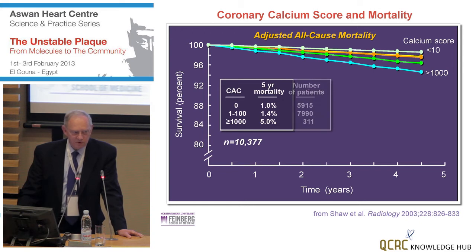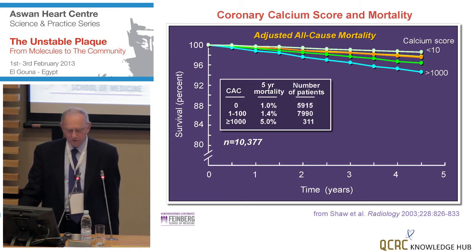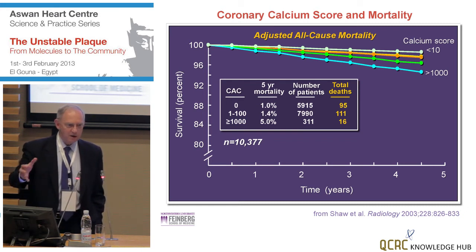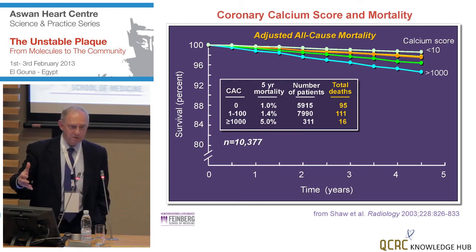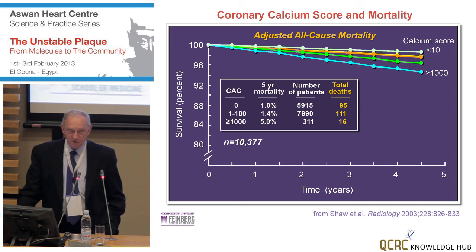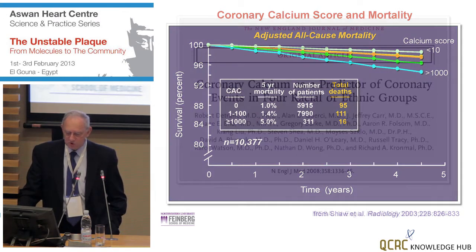However, how many patients are there in each group? There's very few patients with a very high calcium score. There's many more patients who have no calcium or only a small degree of calcification. So when you do the very simple mathematics, more patients are dying in the low-risk group than are dying in the high-risk group. So we can identify a relatively higher risk group, but the absolute numbers of patients who die are patients in the low-risk group. This is true in many other areas of cardiology, including in cardiac imaging.